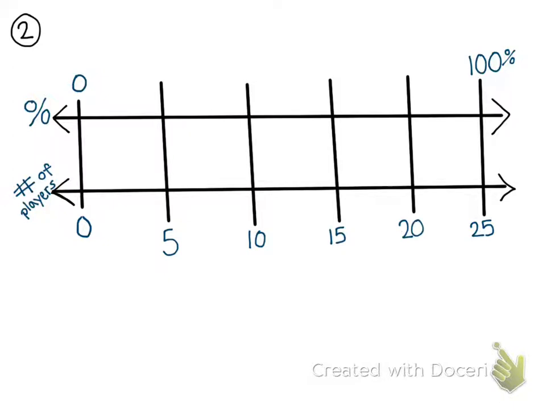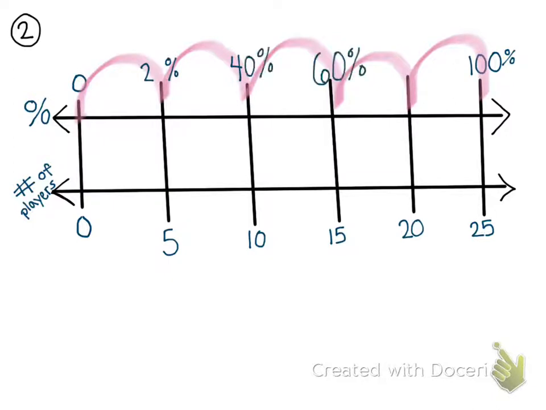Now I need to decide what I should increase by in my top number line. If I count from 0 to 100, I have 1, 2, 3, 4, 5. So I am going to divide 100 by 5, and that gives me 20. That means that my top number line will increase by 20.